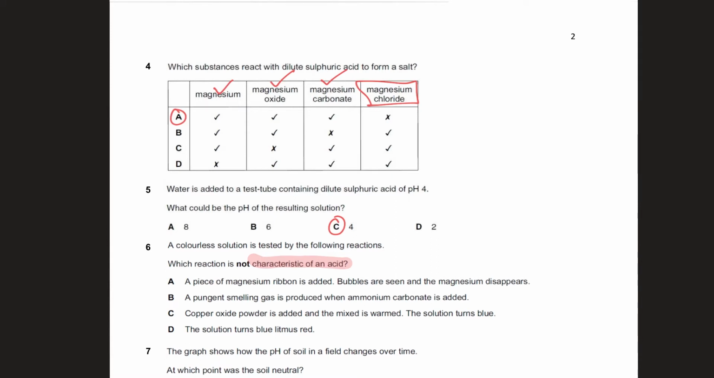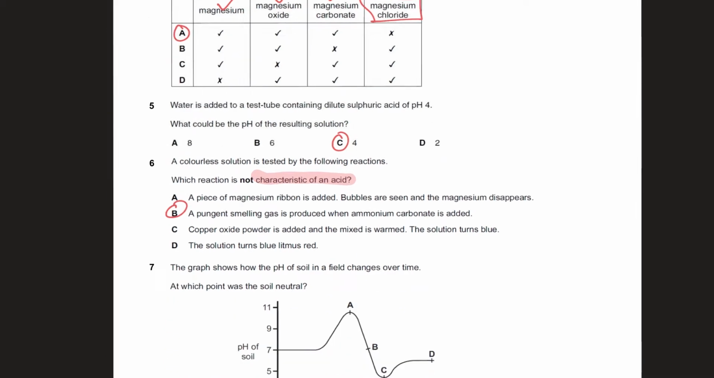A pungent smelling gas, which is usually ammonia, is produced when ammonium carbonate is added. Now, ammonia should not be produced with any acid because ammonia should react with acid and make ammonium salt. So, this is one option that we can consider. Copper oxide powder is added, which is, as you know, basic, and the mixture is warmed. The solution turns blue, which means it reacts and produces copper ions. So, yeah, this is base reacting with acid. Solution turns blue litmus red. That's also acidic property. So this is going to be our option.